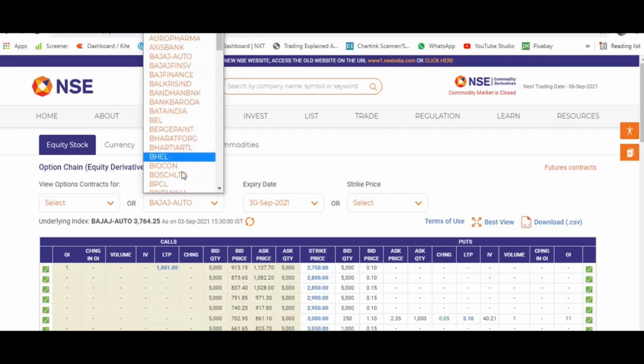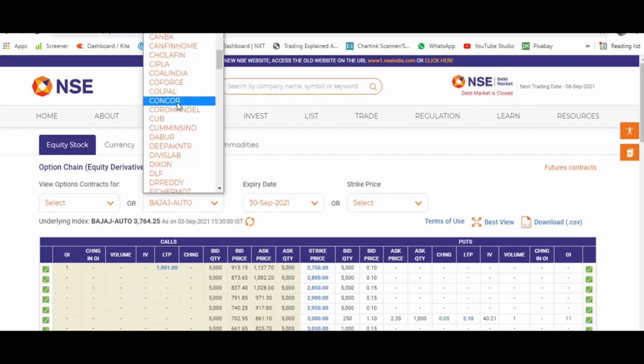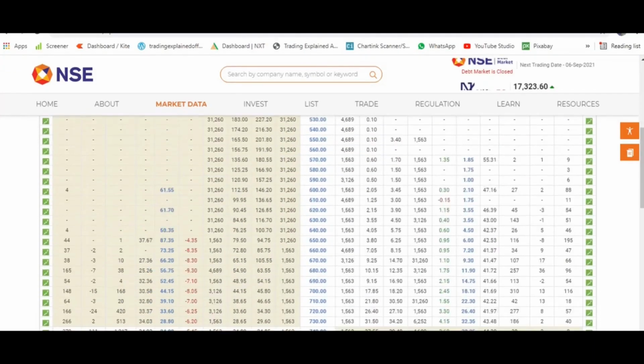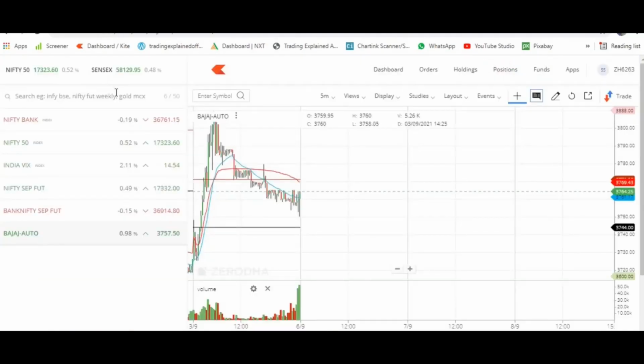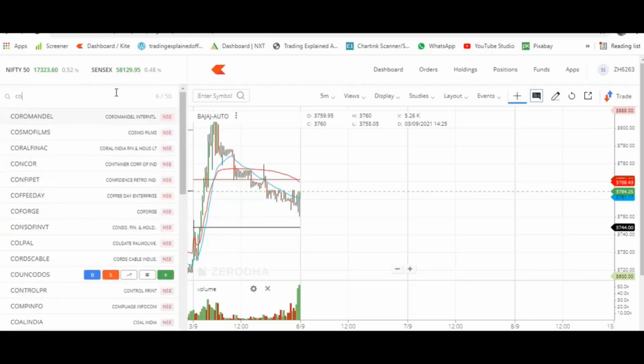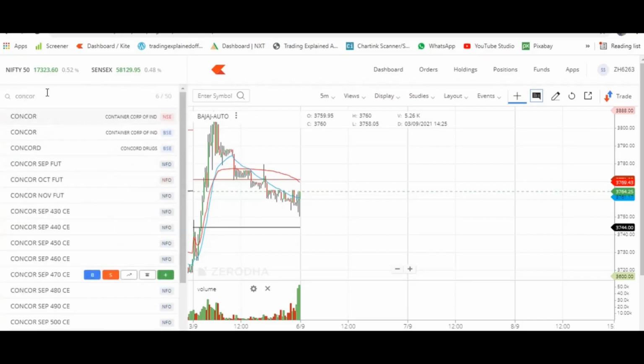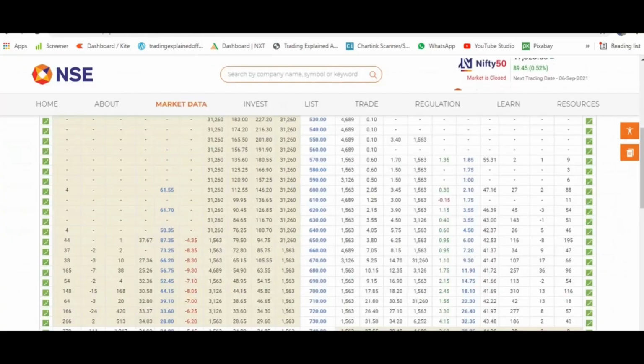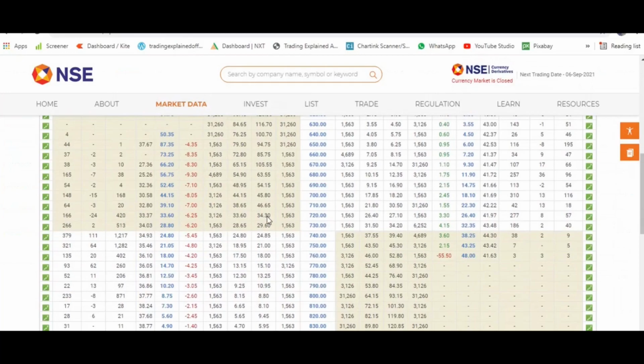Let's go with Concor. Okay, let's add Concor over here. So we will understand what the price is and how the chart is. Concor is trading at 727. Let's see where the option sellers are. 40, 57, 18 on this side. On the other side, 379, 321, 135.